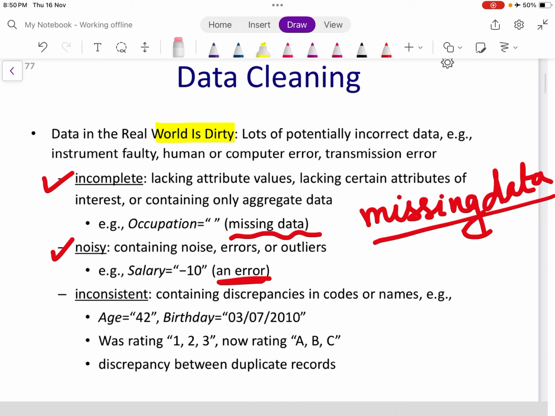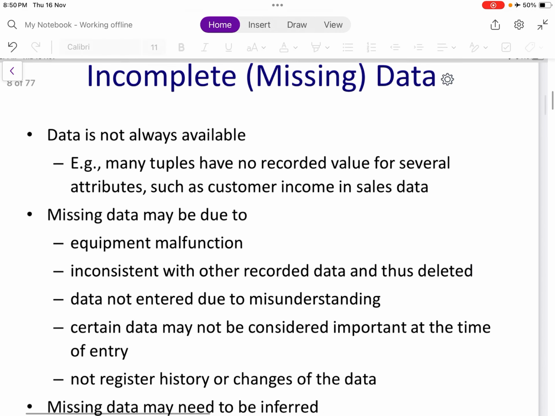Was rating 1, 2, 3, now rating ABC. So till now the rating was given as 1, 2, 3 and now the rating is given as ABC. Again, this is a discrepancy. Discrepancy between duplicate records.